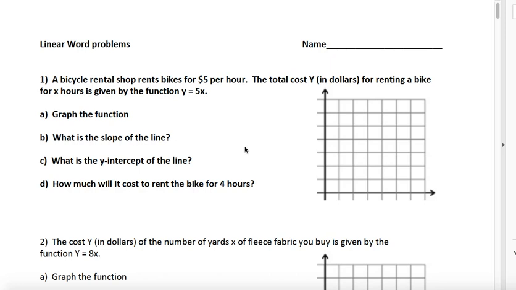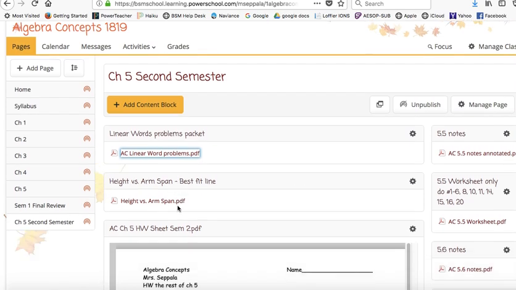Okay, we are going to go through some of the examples on the word problem packet that you got in class. If you were gone, you can go to our PowerSchool page, to the Chapter 5 page. Chapter 5, second semester, go to this linear word problem packet. Click on that, and that's the packet I'm referring to.